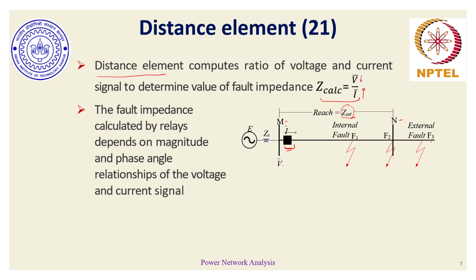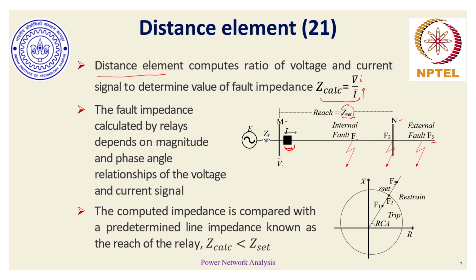In case there is an external fault, the impedance sensed by this particular element will be more than Z set, and since it is not supposed to operate, it will inhibit operation during an external fault.